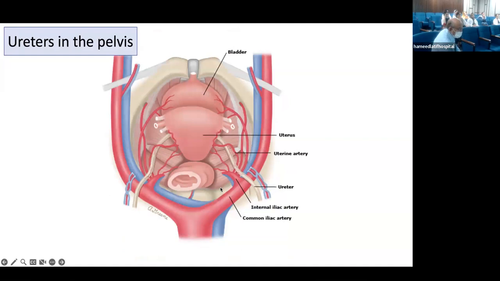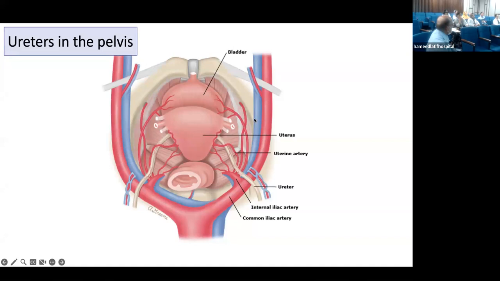Here you see it from behind. This is the sacrum, and that is the pubic symphysis. This is the bladder, this is the uterus. And here the ureter goes over the pelvic brim. Here you can see that it is close to the cervix, and the uterine artery is crossing over it. That is the relationship: the water flows under the bridge. The bridge is the uterine artery and the water flows through that.